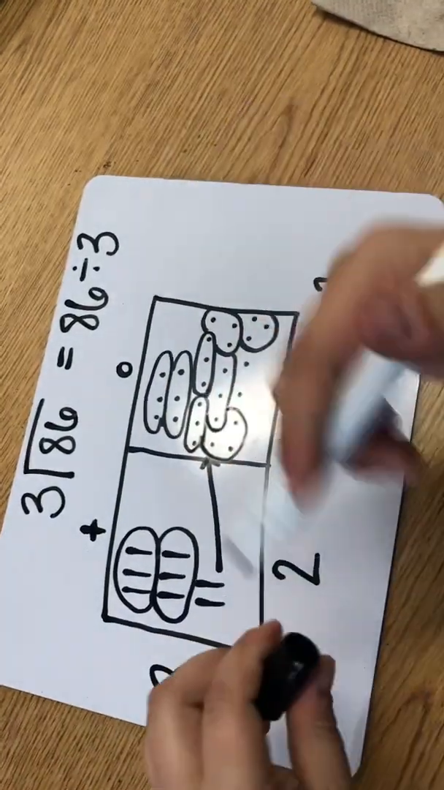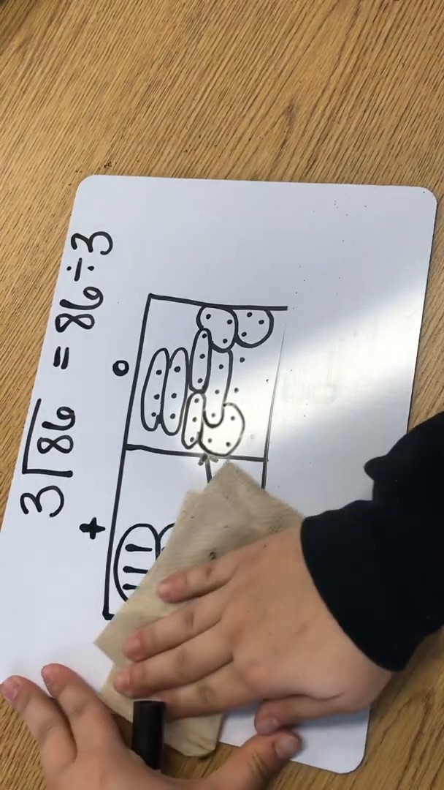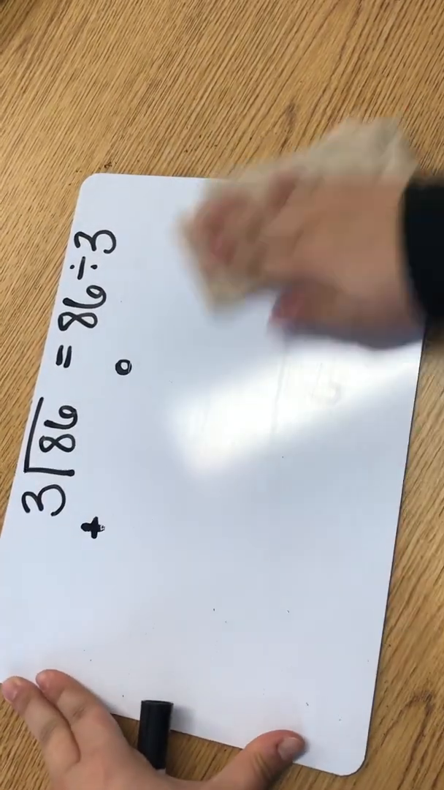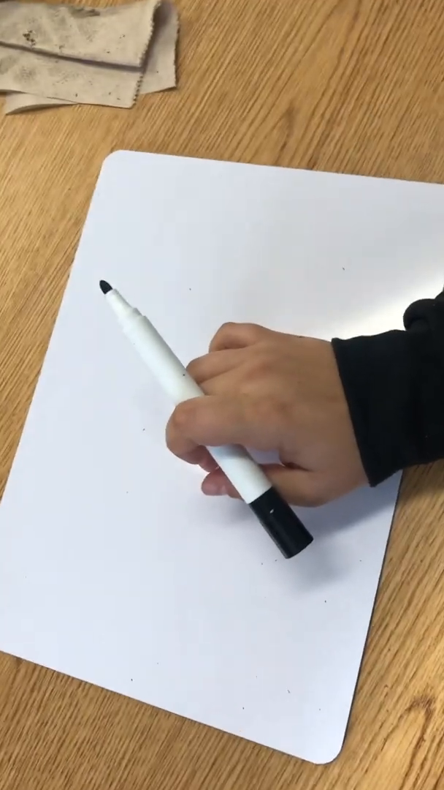So I hope that makes sense. This strategy with the pictures is great for smaller numbers like 86 or 93 or 54, but they tend to be a little bit time consuming and confusing when we have bigger numbers like 417.